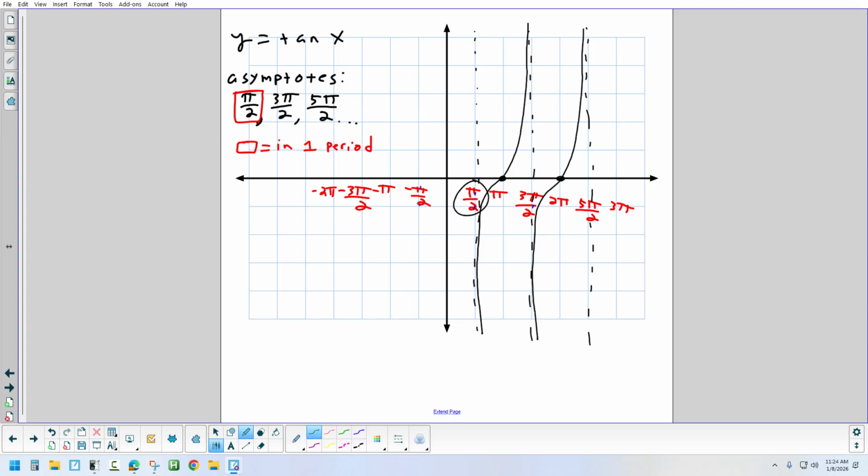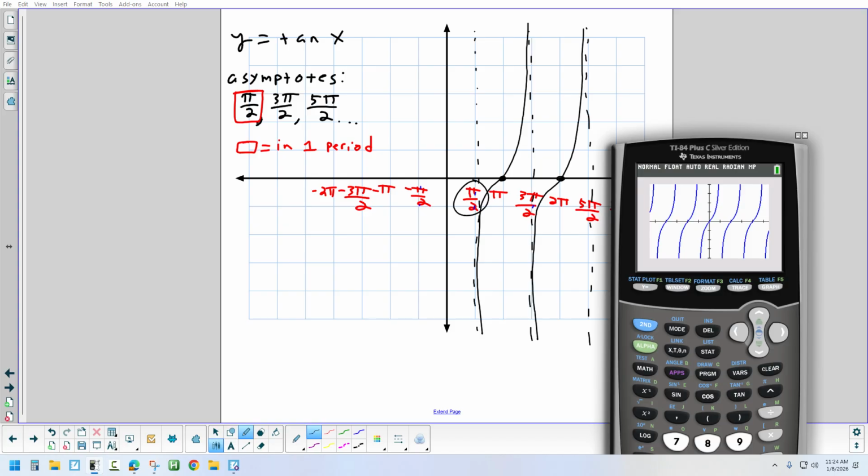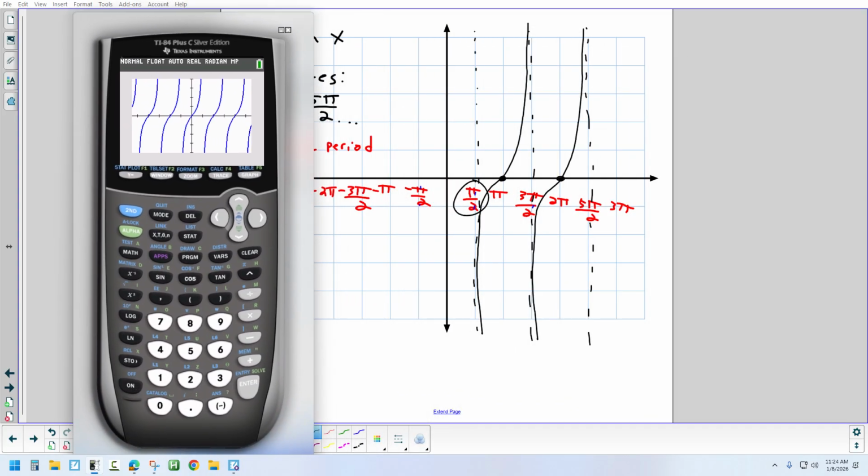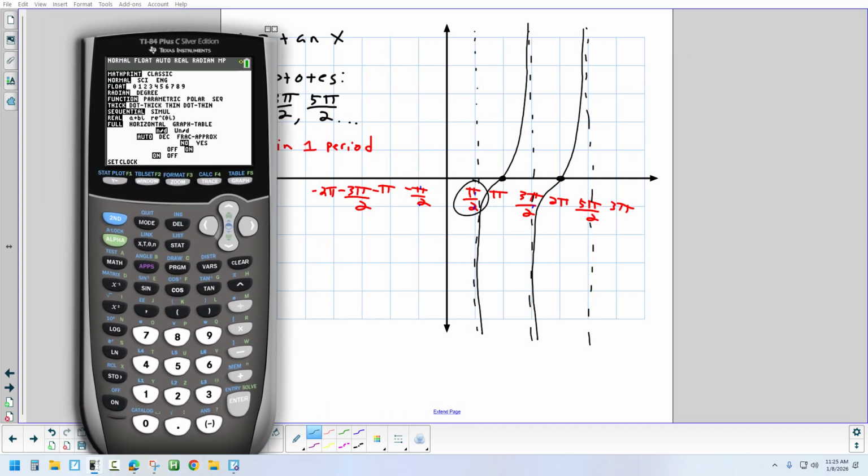Now, what's pi over 2 in degrees? Yeah, 90. If I put my calculator in degrees and I try to take the tangent of 90, what do you think is going to happen? Syntax error. Syntax would mean I typed something in wrong. I typed everything in properly, so it won't be a syntax error. Have another guess what'll happen?